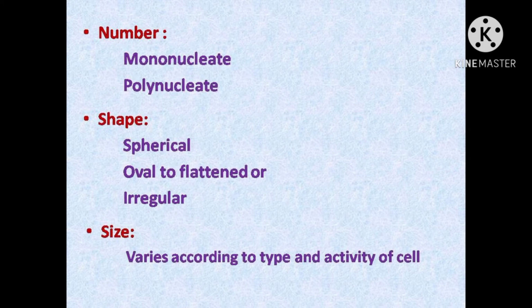There are variations with respect to the shape of the nucleus also. It may be spherical, oval to flattened lobe or irregular in shape. In most of the cases, it has a regular outline but may also have an irregular outline. The size of the nucleus would also vary not only depending upon the type of cell involved but also according to the activity of the cell. The nucleus will be larger in an active cell but will be smaller in a resting cell.